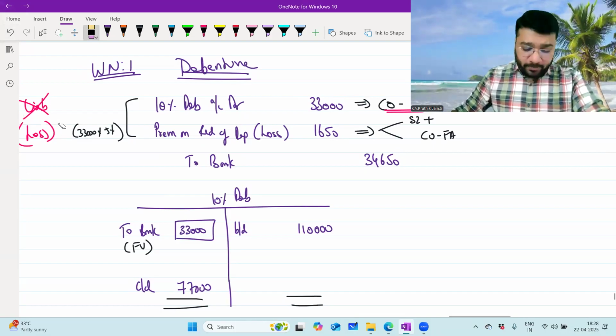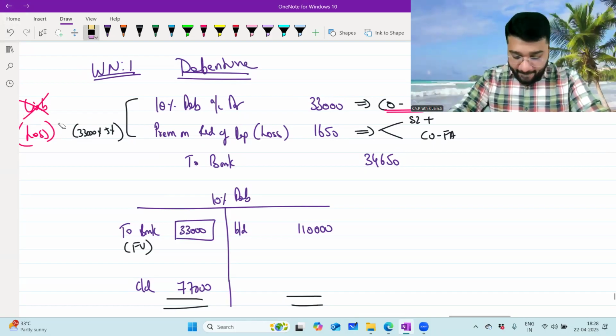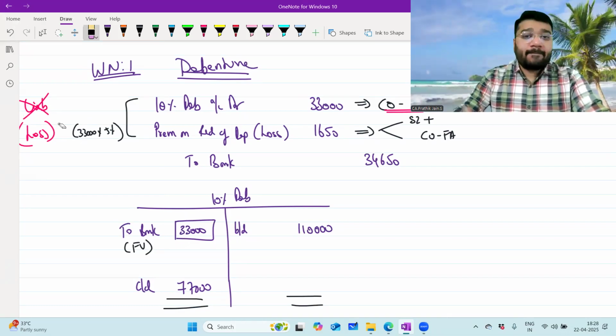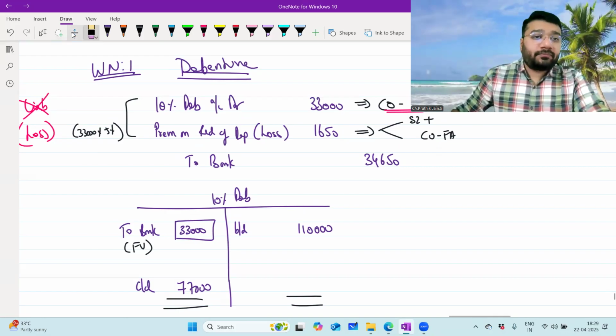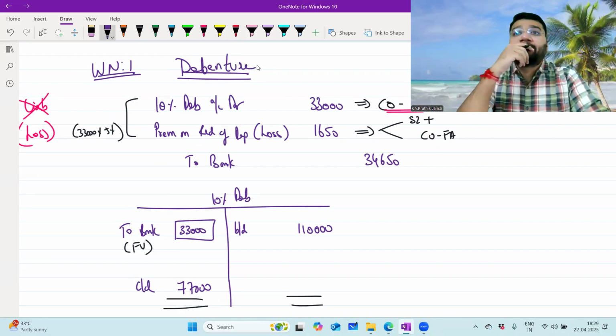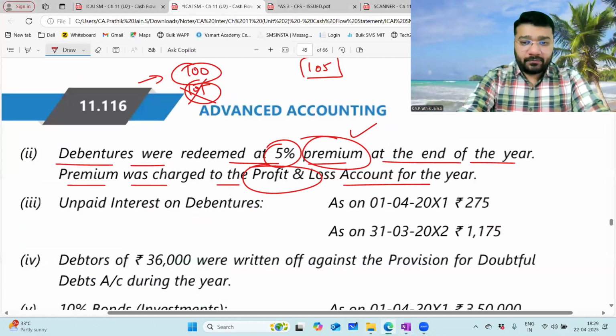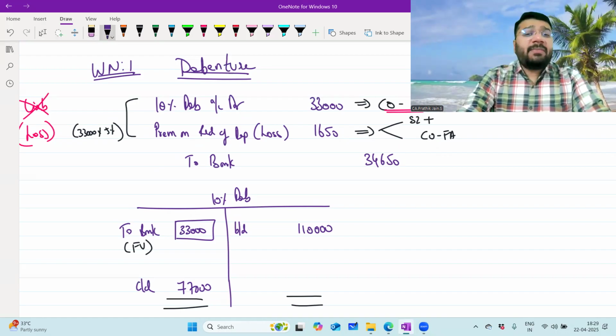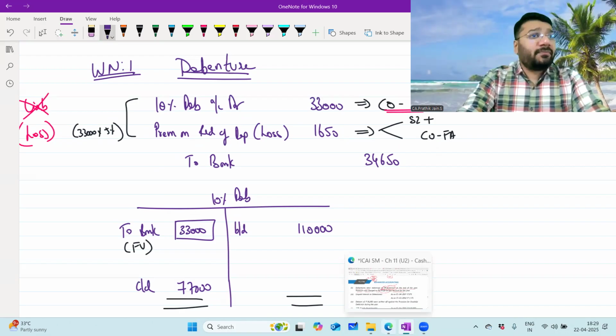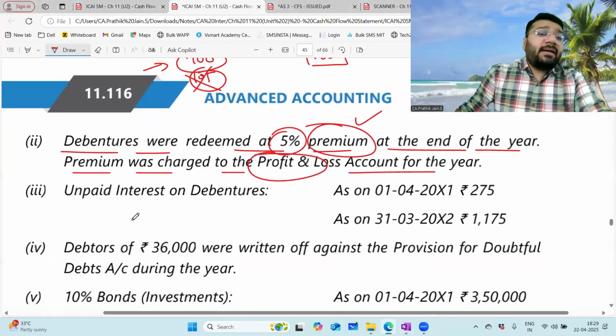Do the journal entry and ledger, both, people. Coming back. Guys, the 10% debenture account is automatically balanced after redemption. Nothing in that. Okay. Unpaid interest on debenture.